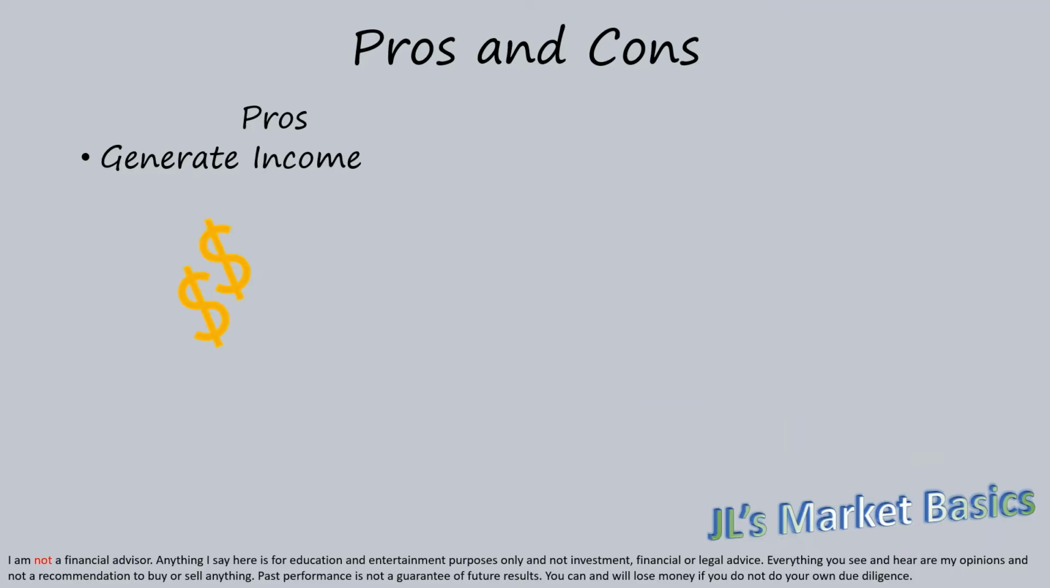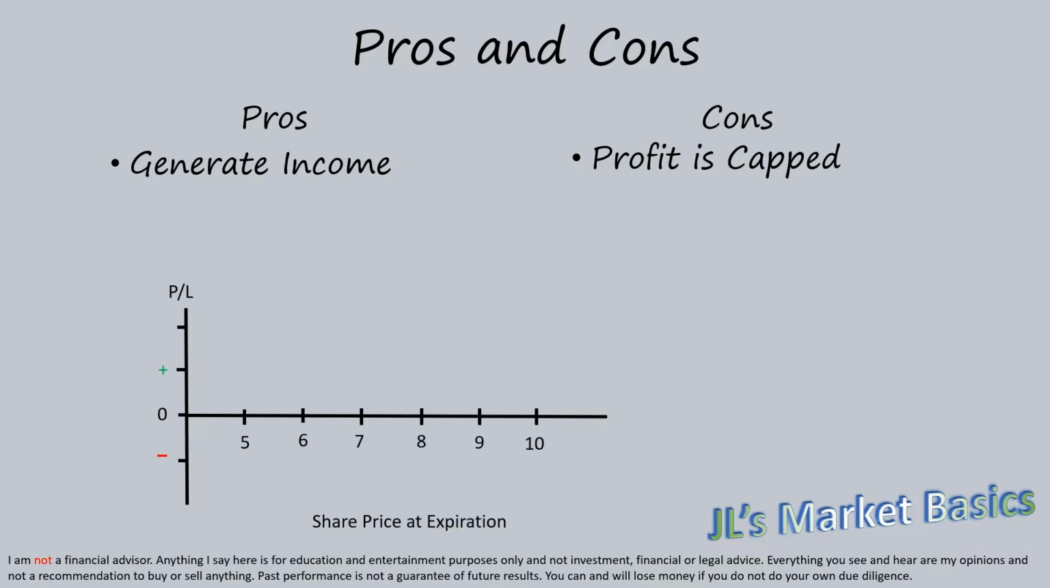A pro of a cash secured put is that it can help generate income. A con is that you are capped with regards to the profit you can make.